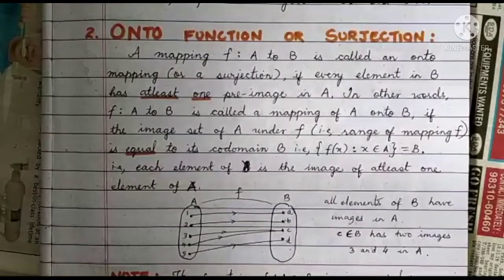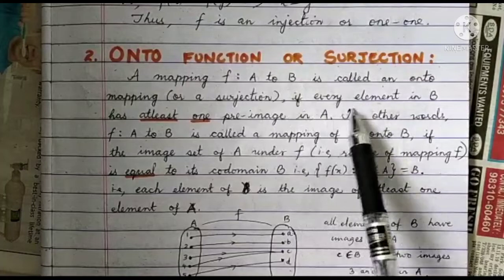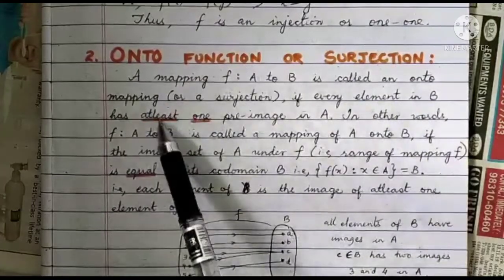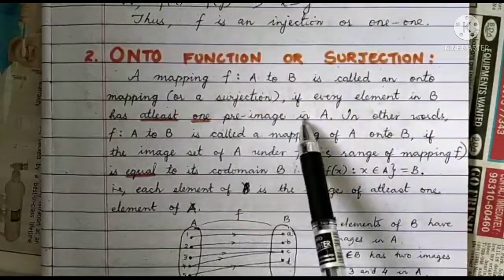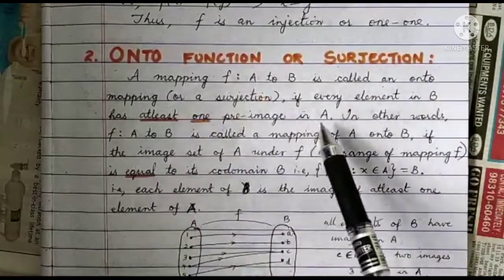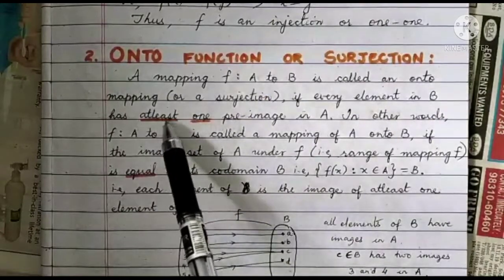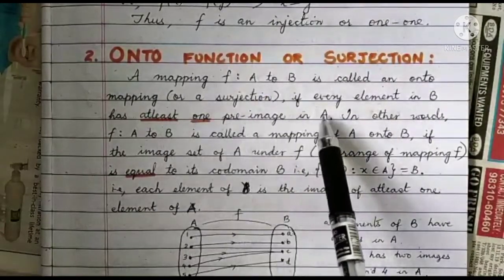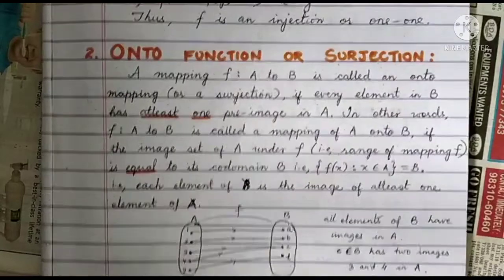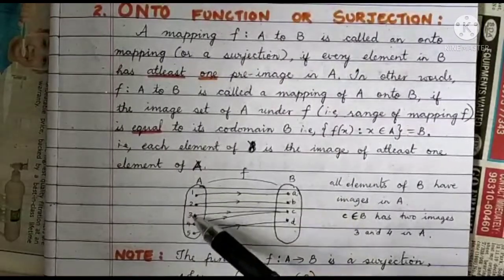The next type of function is the onto function. Another name is surjection or surjective mapping. Now, what is an onto function? If every element in B has at least one pre-image in A, then the function is called an onto function or surjection. What is the rule? Every element in B must have at least one pre-image in A.